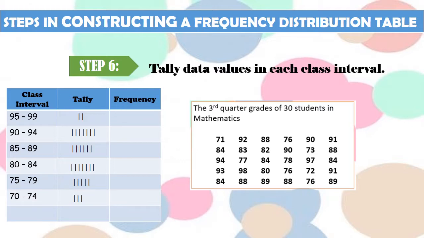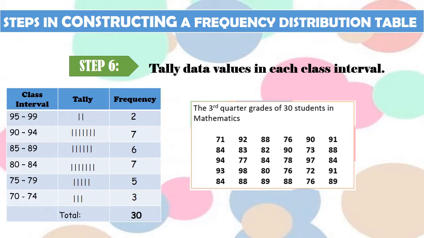The next is to find the frequency. Frequency refers to the number of data values that are in the class. So in our first class interval, it has 3. The next is 5 and so on until the last has 2. In checking, we must check if the sum of the frequencies is equal to the total number of values in the data set. So the total frequency is 30 and the total number of values in the data set is 30, which is our 30 students.